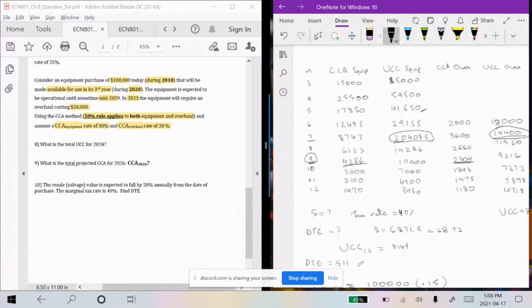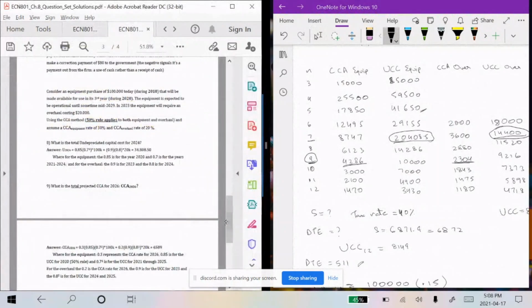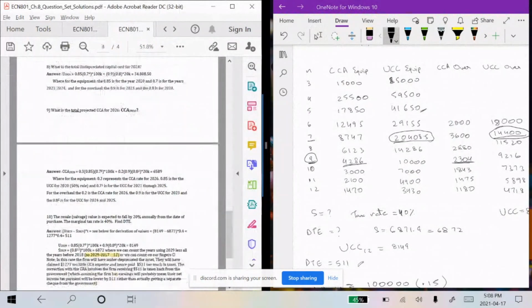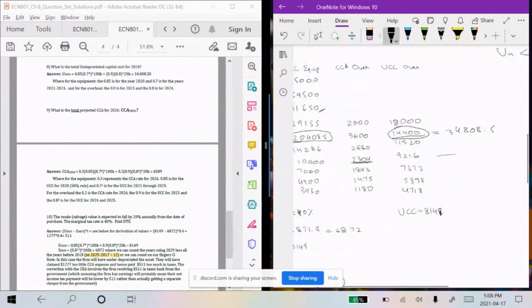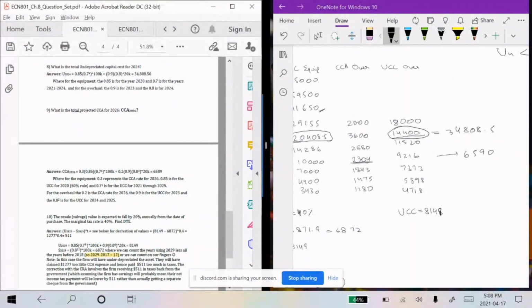So you get 4286 plus 304. 6590. Is that right? 6589. Probably messed up the rounding off somewhere. So if you add these both up, I'm getting 6590. Yeah, I think he usually allows around a $50 range, so that should be pretty fine. Okay.